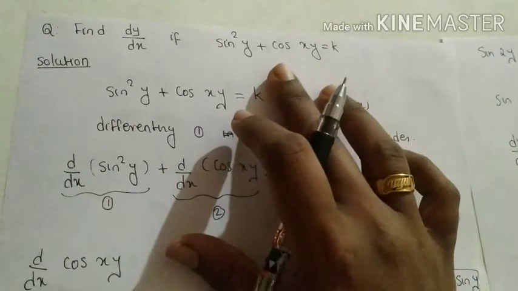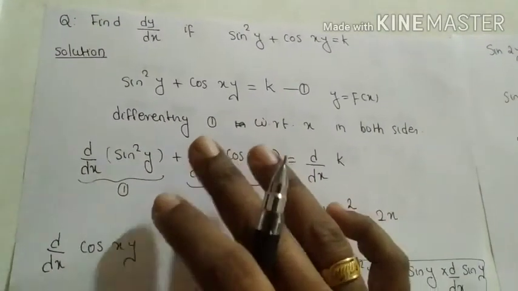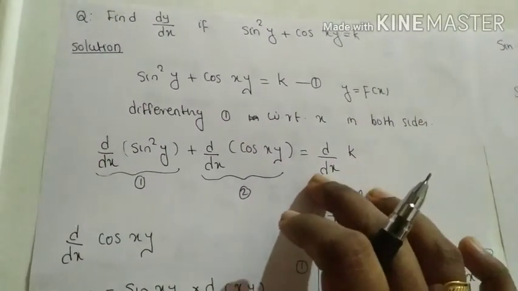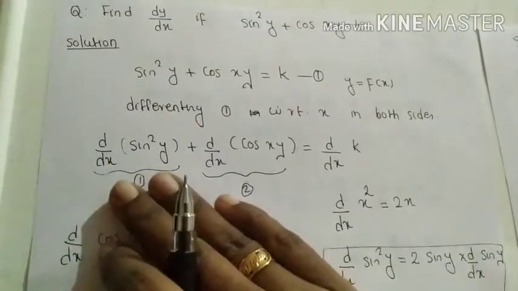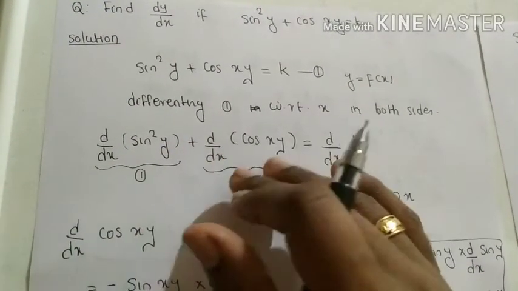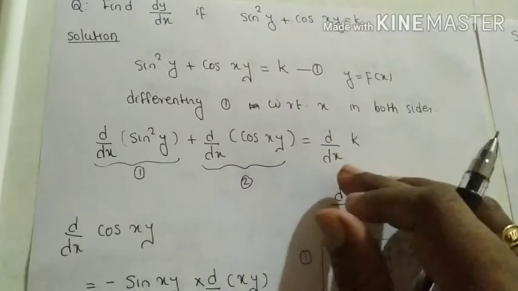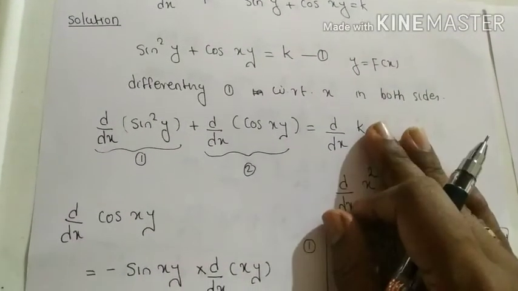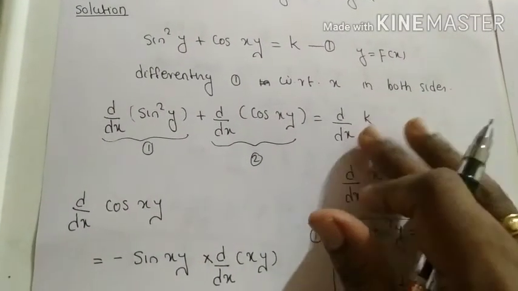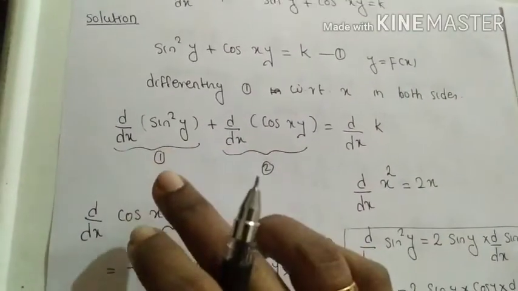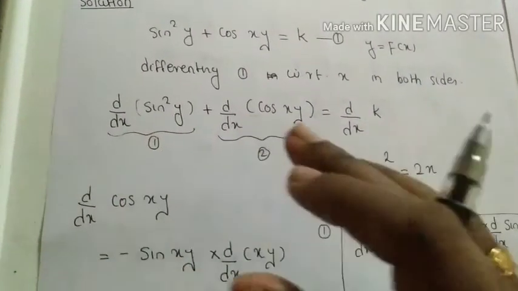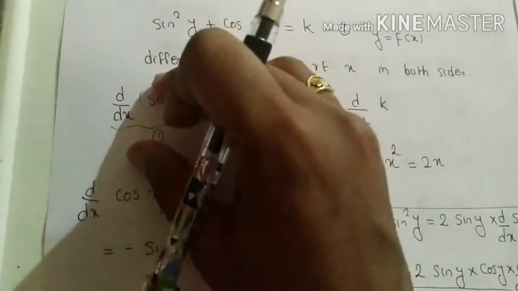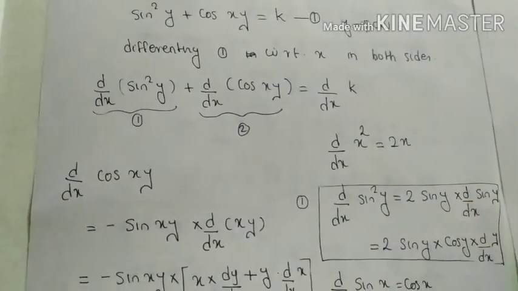This is the implicit function. So differentiating on both sides, we get the derivative of sin square y plus the derivative of cos xy equal to the derivative of a constant. We know that the derivative of a constant is equal to 0. So first we need to find this derivative and this derivative individually.